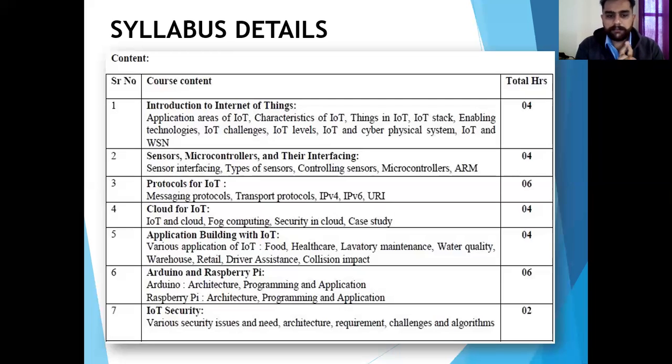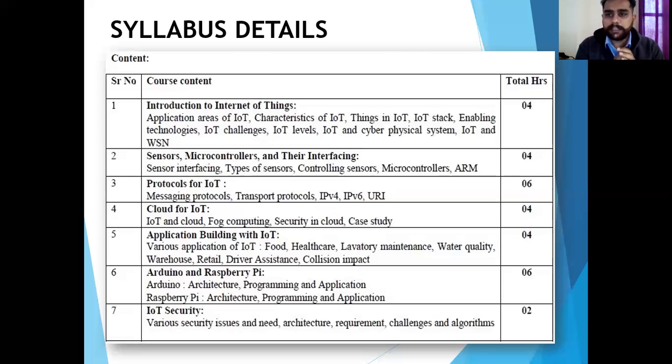The sixth unit will have Arduino and Raspberry Pi. For Arduino, its architecture, programming, and application, and in Raspberry Pi, we are also going to see its architecture, its programming, and its application. This is an important chapter that we need to learn, and it has 6 hours of sessions. Many of you have some idea of Arduino and Raspberry Pi.